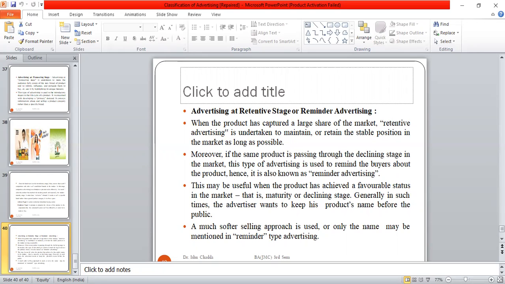This may be useful when the product has achieved a favorable status in the market, that is, the maturity or declining stage. Generally, in these times, the advertiser wants to keep his product name before the public. It is very useful when your product is facing the declining stage. A much safer selling approach is used, or only the name may be mentioned, to remind, in this type of advertising.